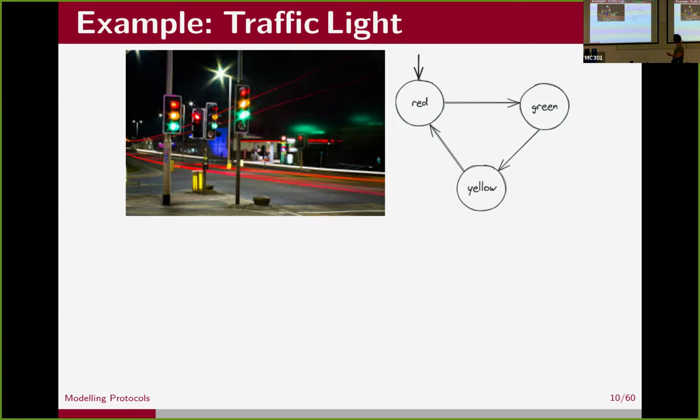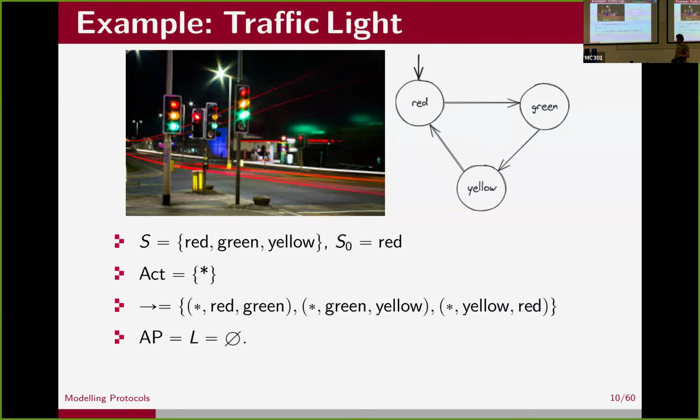And then I can tell you how this corresponds to the formal definition we had before. We can just have the colors red, green, and yellow be our set of states. And this arrow here that says it starts with red just means the initial set is a singleton set, red. I don't care about the actions here. They don't have names, so I just use star, like a singleton set again. There's just one action, transition.